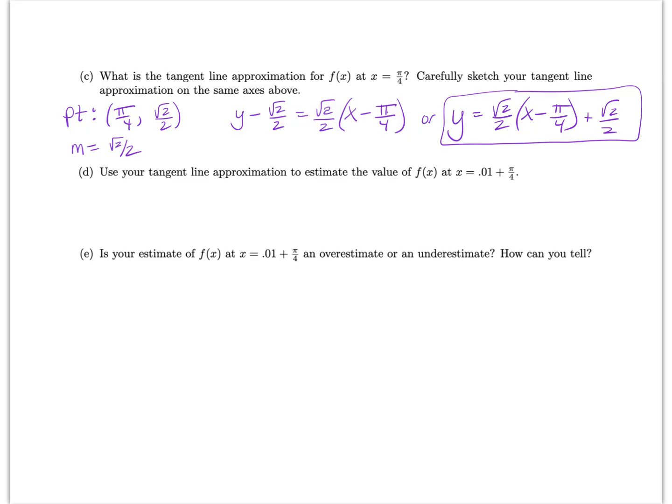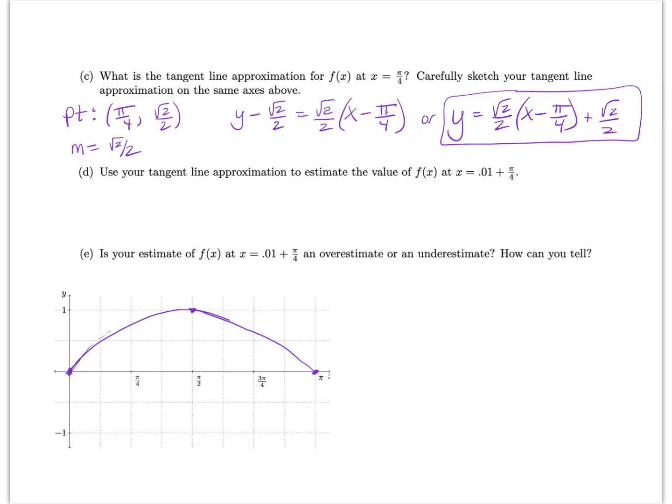And I'm going to sketch this. I'm going to grab the graph from the previous slide. All right, so I was trying to graph the tangent line, trying to find the equation of the tangent line at pi over 4. So it looks like I have graphed, I found the equation for this pink line.